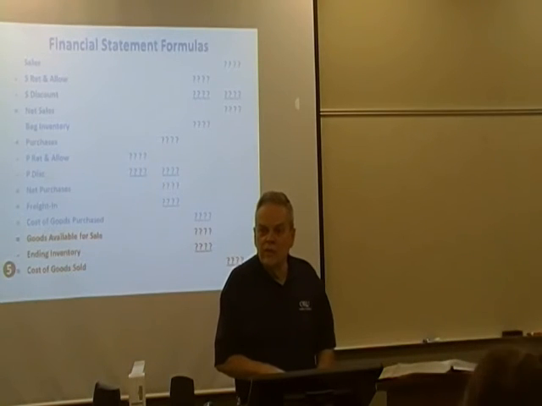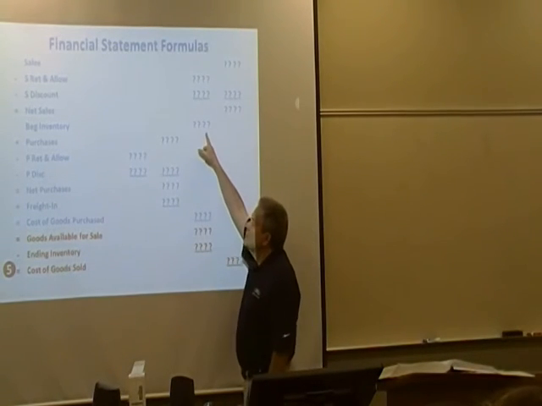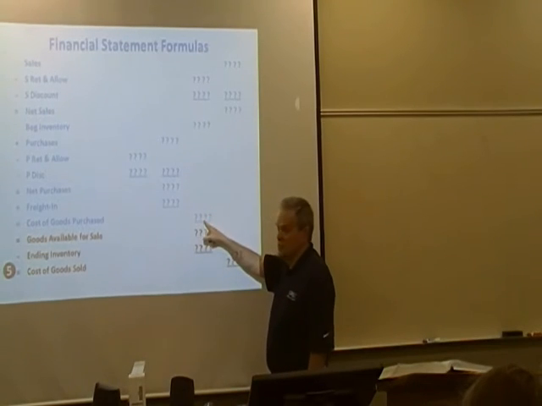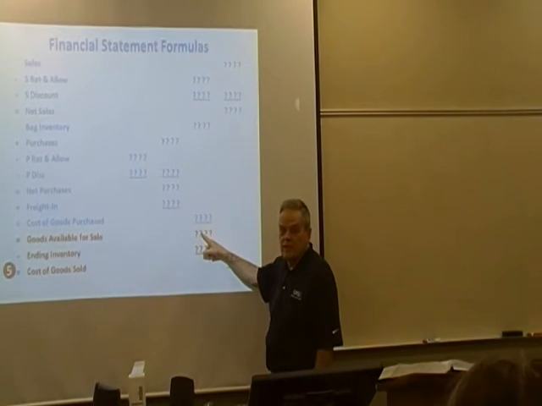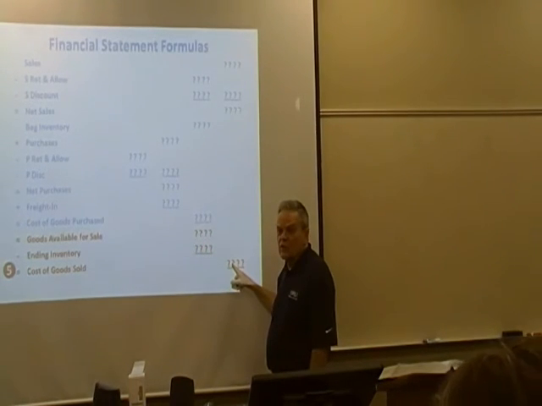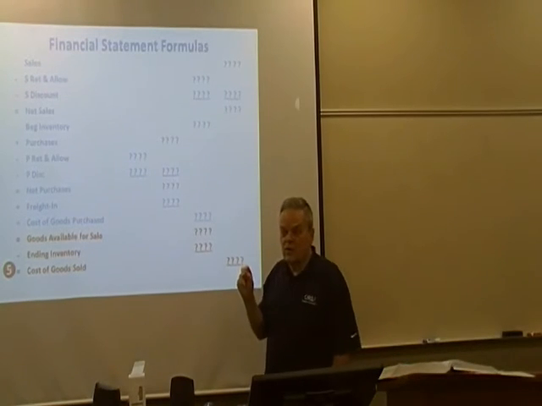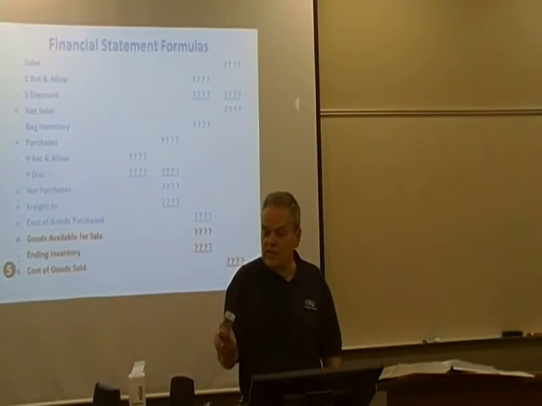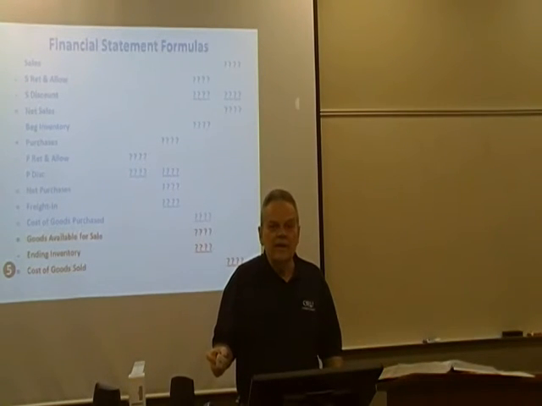If you know the cost of goods sold formula, say it with me. It is beginning inventory plus purchases is goods available for sale. Goods available for sale minus ending inventory is cost of goods sold. Say it again. Beginning inventory plus purchases is goods available for sale. Goods available for sale minus ending inventory is cost of goods sold.